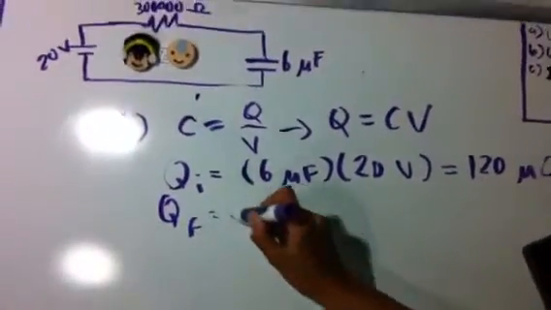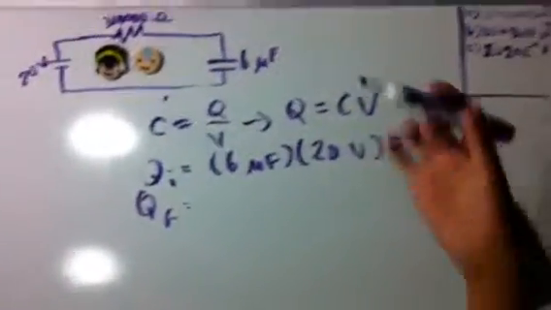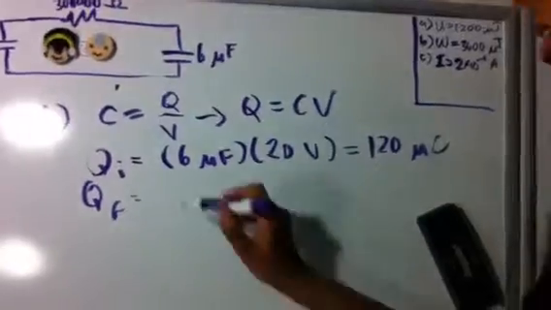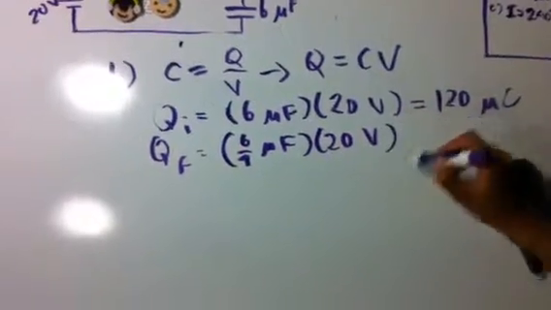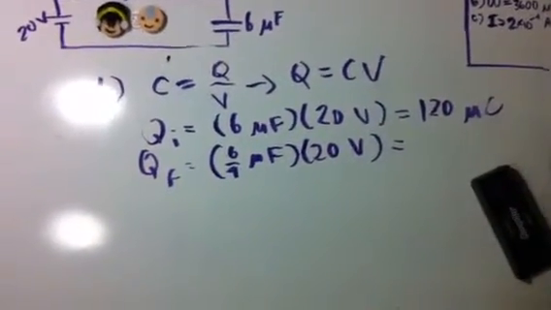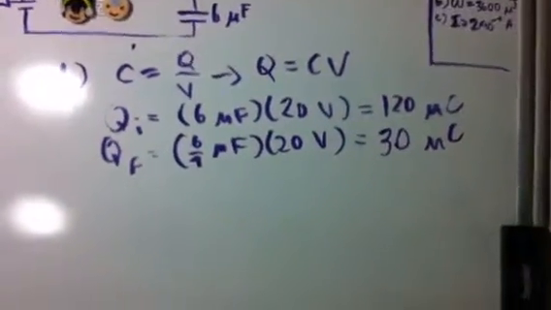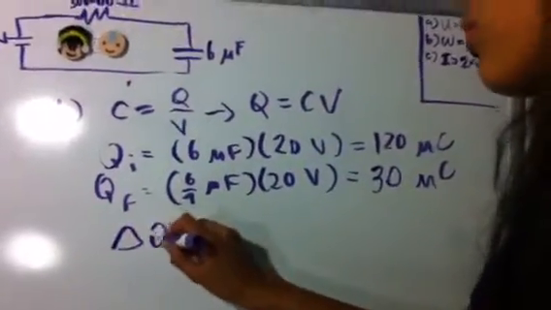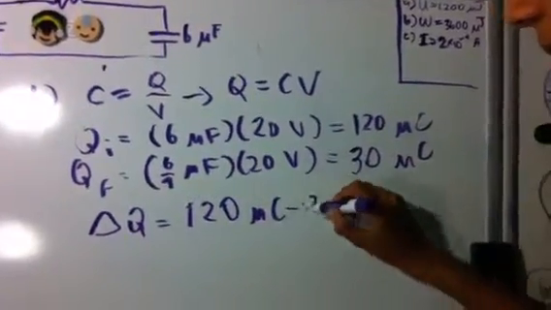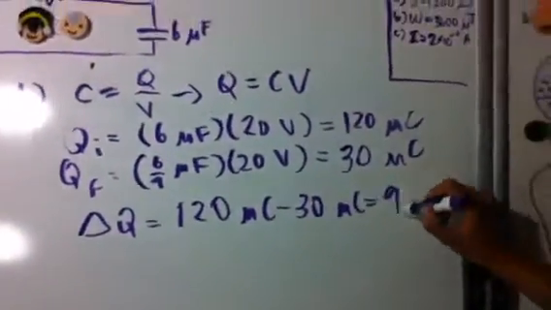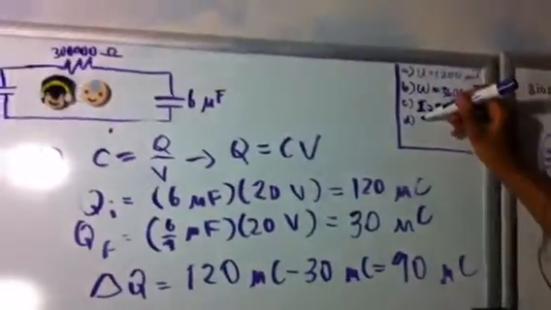Now for QF, our C value, as established in part B, is decreased 4 times when the spacing is increased. So we got 6 over 4 microfarads times 20 volts. This is the same because it's the EMF. That doesn't change at all. And then that's just equal to 30 microcoulombs. So now our delta Q, which is very simple, is basically 120 microcoulombs minus 30 microcoulombs, and our final answer is 90 microcoulombs. So that goes for part D.